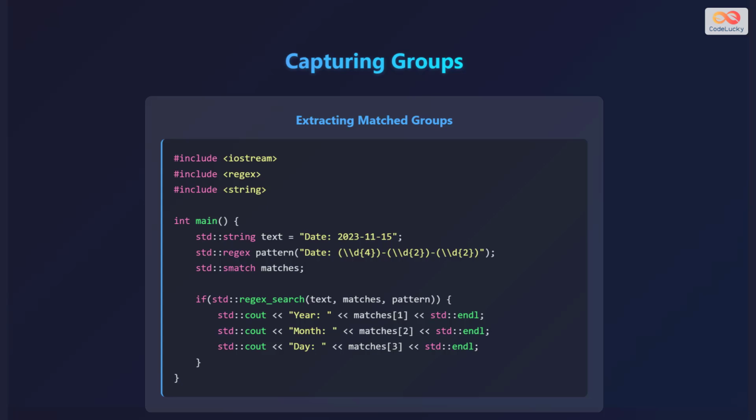Use std::regex_search to find the pattern in the text and store the results in the matches object. If the pattern is found, extract the year, month, and day from the matches object and print them to the console. The output will be year 2023, month 11, and day 15.